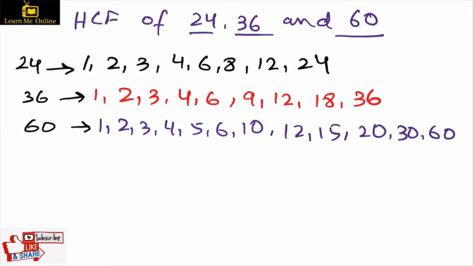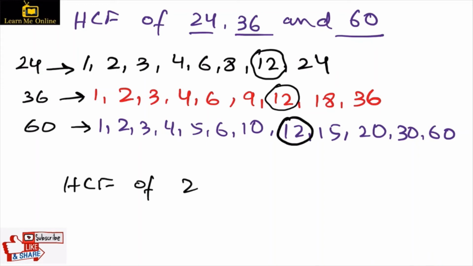Make sure you write down all the numbers. Whatever the factors of the number, you have to list all of them. Now of these numbers, we're going to see what's the highest common factor. We're going to circle the highest common factor: we have 12 here, 12 here and 12 here as well. So the highest common factor of 24, 36 and 60 is 12.